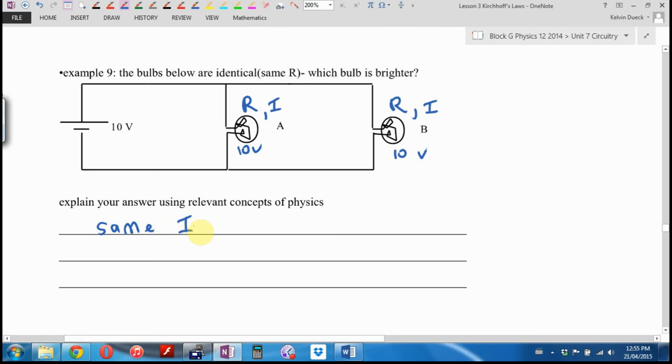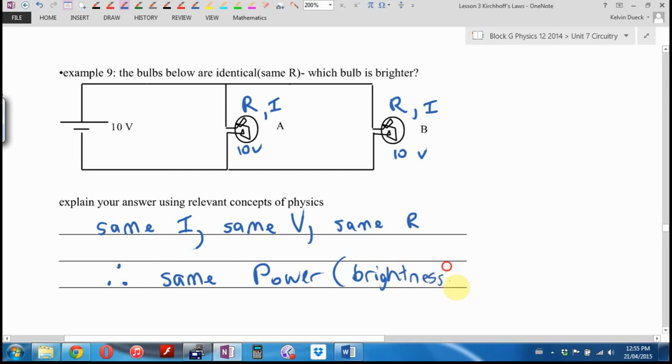So here's my explanation. Same I, same V, same R. Therefore, you know what? Same power, and I'll go brightness. You know what? I should probably say P equals VI. I'll put the equation that I used.